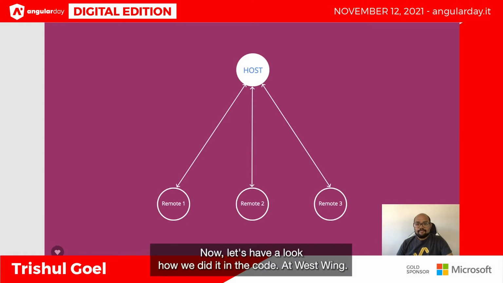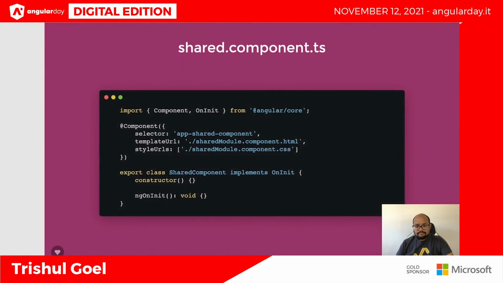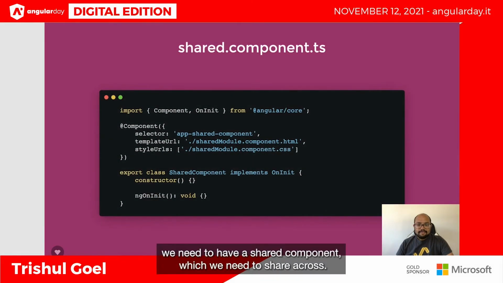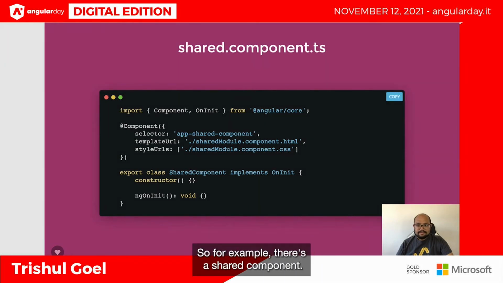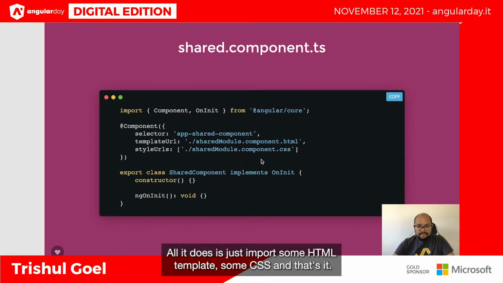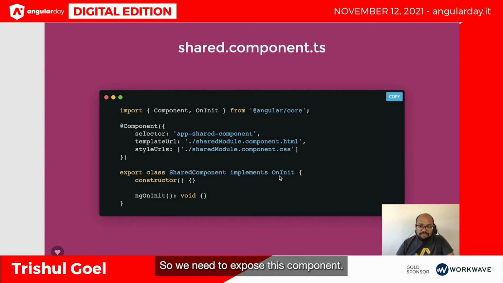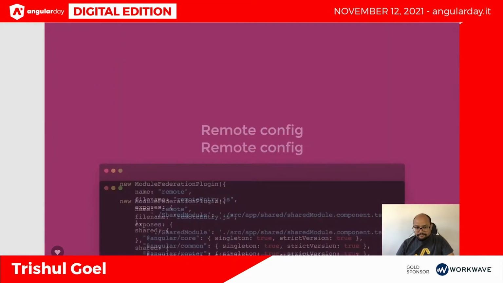Now let's have a look at how we did it in the code. At Westwing, we use React for development, but I tried to translate the same with Angular. Hopefully it makes sense. Let's have a look. So first of all, we need to have a shared component which we need to share across. So for example, there's a shared component. It's a very basic Angular component. All it does is just import some HTML template, some CSS, and that's it. There's no functionality here.